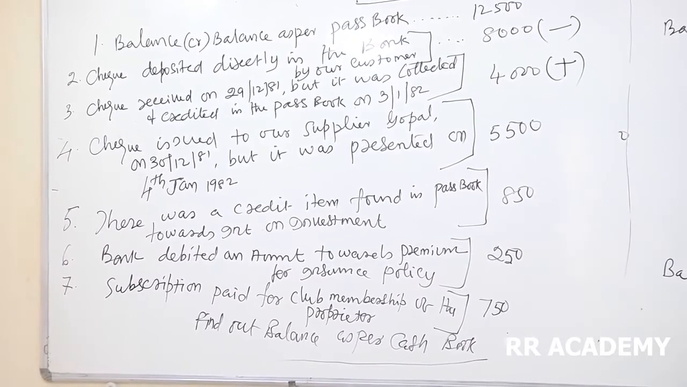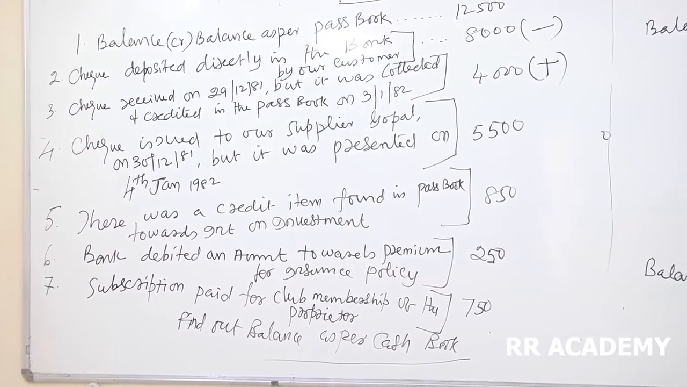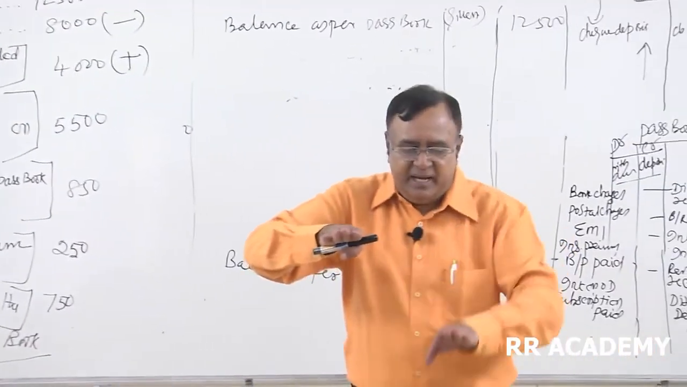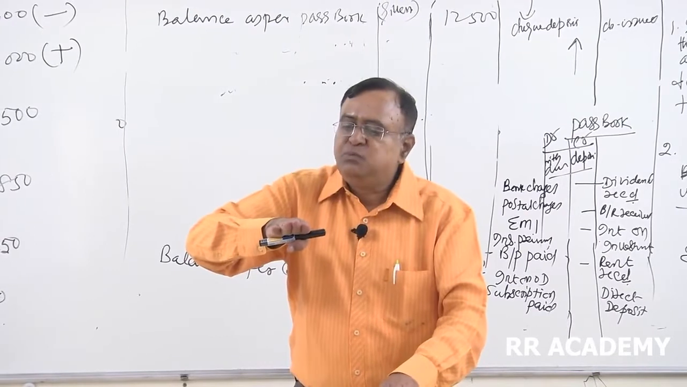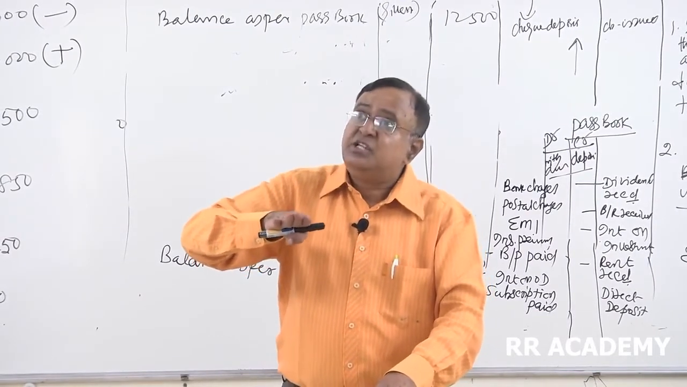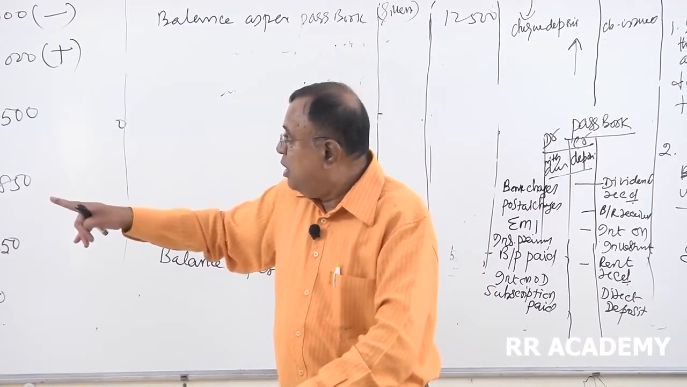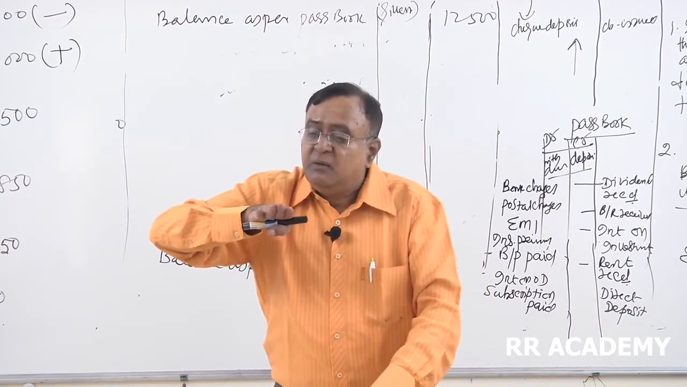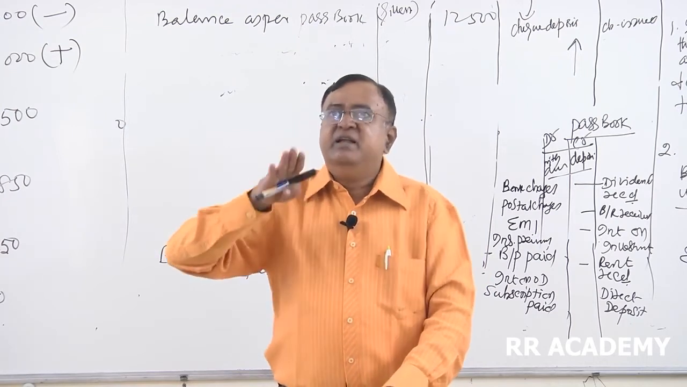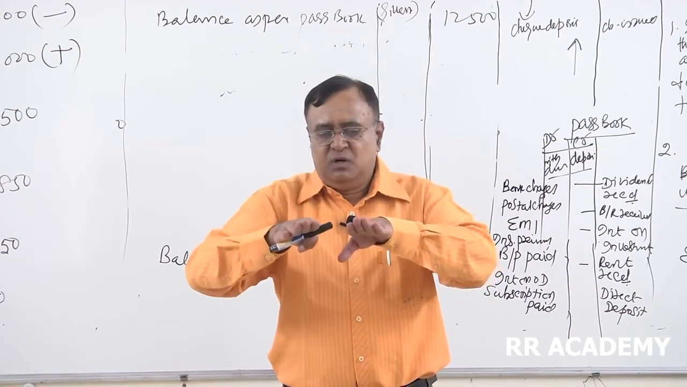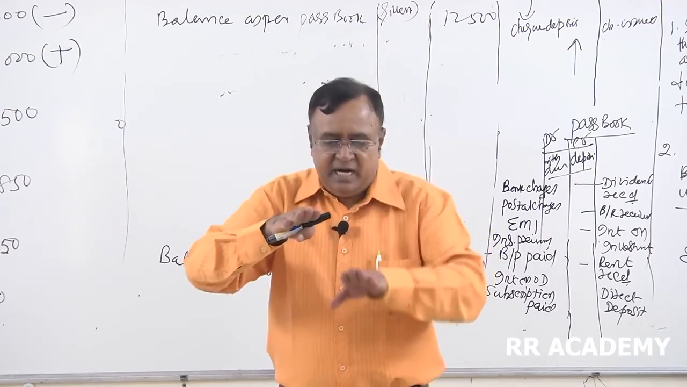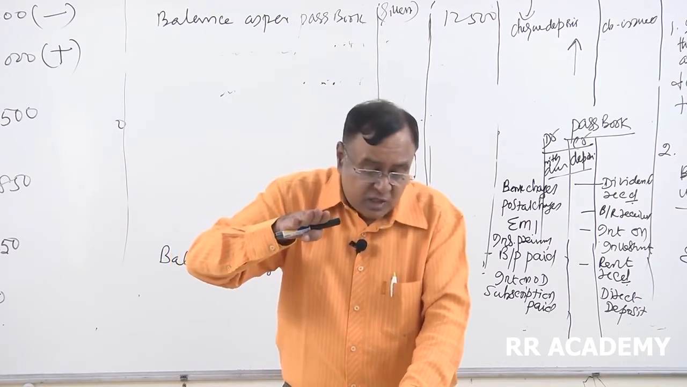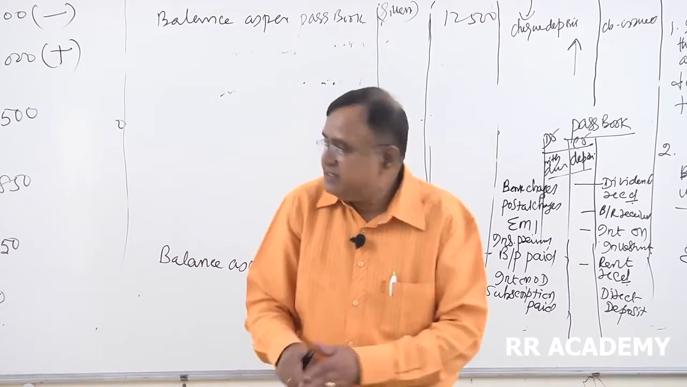Next, friends, check issued to our supplier. Check issued to supplier, less. Passbook same, because that check had come to passbook on 4th January. Up to 31st December, it remains same. Cash book, passbook. Check issued, cash book less. Passbook same. Which book you want? Cash book. Therefore, less.